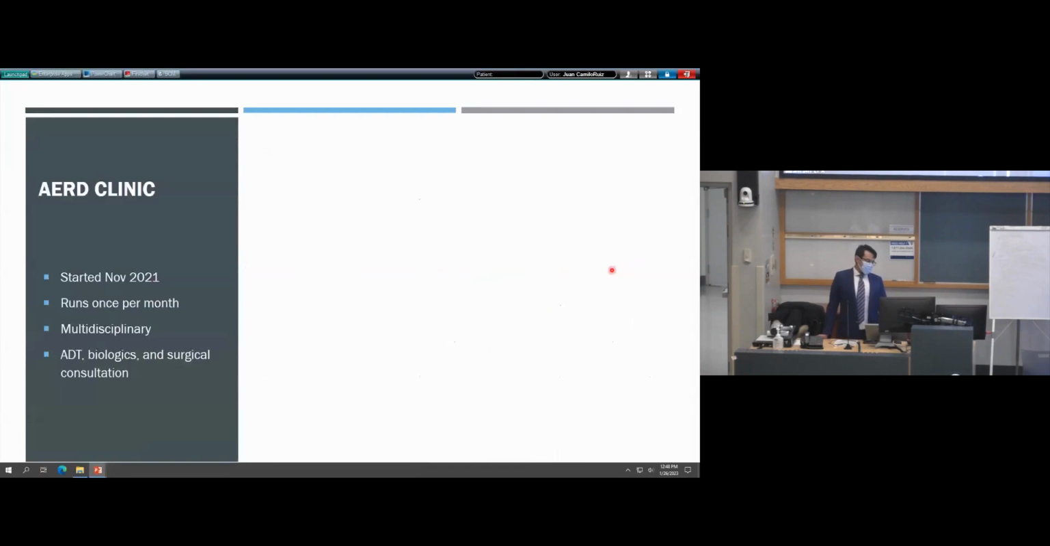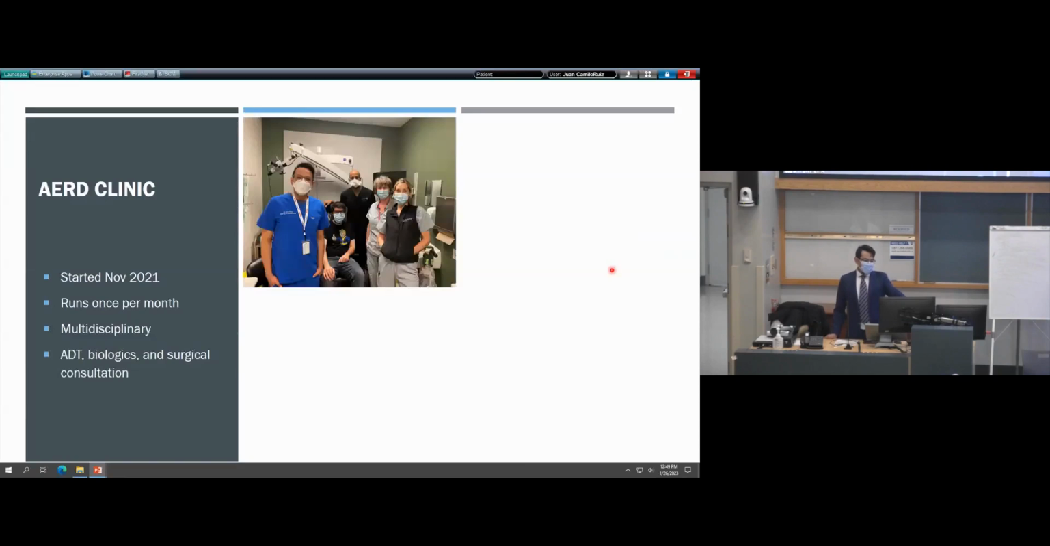So the AERD clinic was created by myself and Dr. Tambu. We went with AERD instead of NERD just because it has a nicer ring to it. That's me at the front, and on the back with the black scrubs is Dr. Tambu. This is our first aspirin desensitization patient. We started in November 2021, and we run once a month. It's a multidisciplinary clinic that provides aspirin desensitization, surgical consultation, and assessment for biologics.